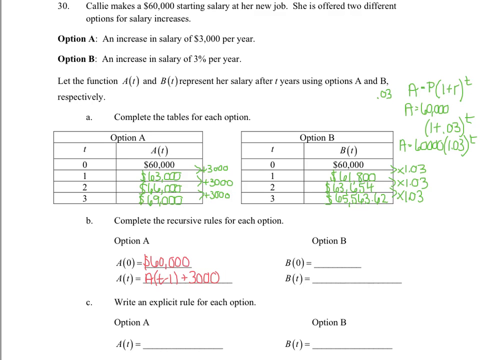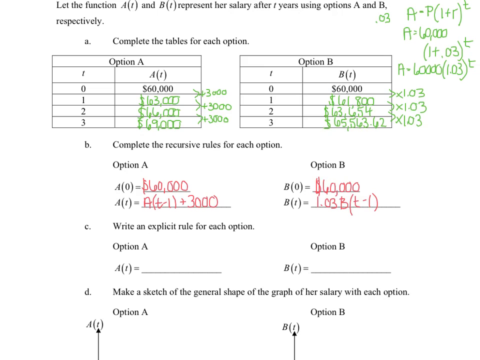For option B, my starting amount is still 60,000. But for B of t, what I'm doing to my previous amount is multiplying it by 1.03. So 1.03 times B of t minus 1, which is our previous term. So those are our recursive rules.